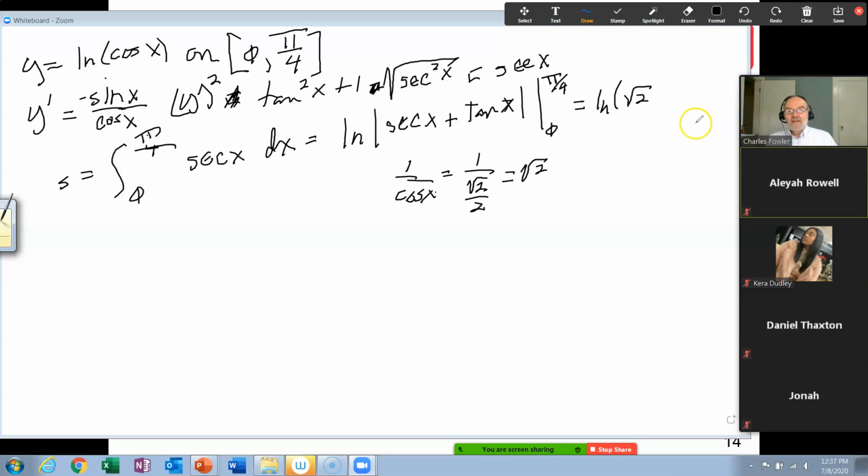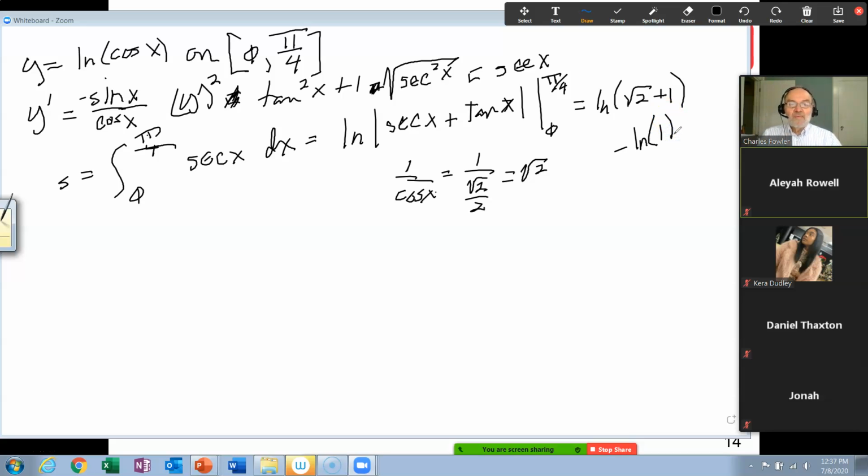Okay, now tangent of pi fourths is 1, so that's plus 1. Minus the log of, I'm going to again use open parentheses here because I know it's going to be positive, secant of 0 is 1, but tangent of 0 is 0.